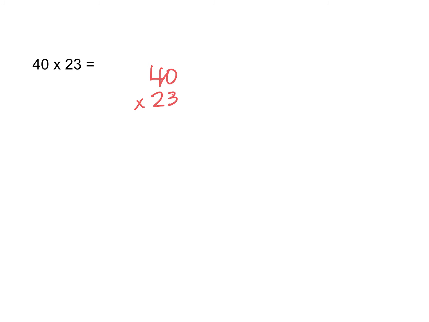Let's look at 40 times 23, or 4 tens times 2 tens plus 4 tens times 3 ones. We will start with the 4 tens times 3 ones, and that is 12 tens, or 120. And now we'll do 4 tens times 2 tens. Well, that is going to be 8 hundreds, and we have 920 for our answer there.